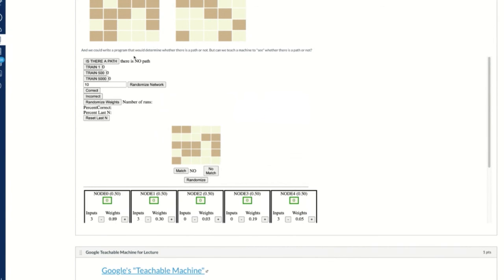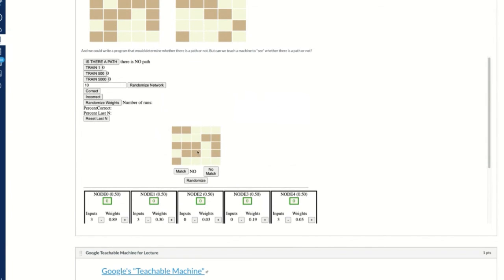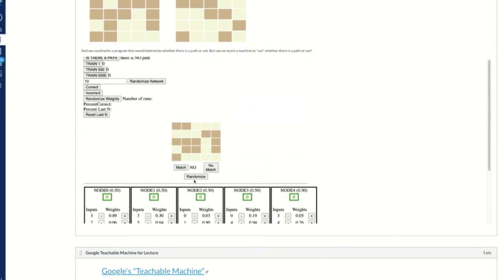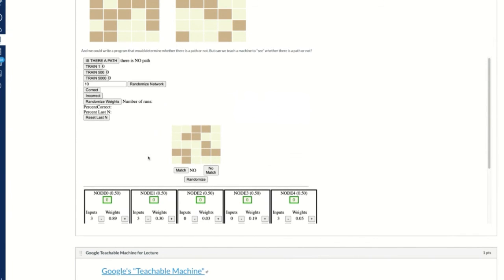I can randomize again and ask, is there a path? No. Randomizing again. Then I ask, is there a path? There's no path. Randomize again. There's obviously no path. No path. Now I ask, is there a path? And it says there is a path.